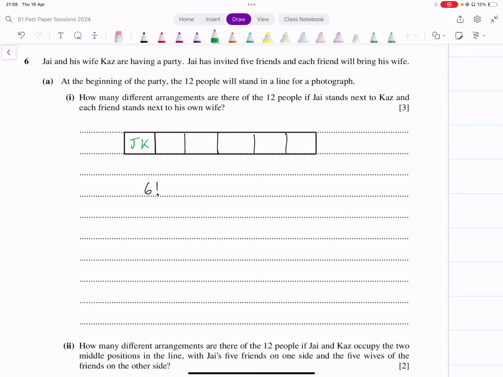And that's the same thing that happens with each of the other couples. They can switch their places. So we have to multiply it by 2 factorial because of that. And that's going to give us the result, 6 factorial into 2 factorial. That's 1440. Okay, that's the first part, quite straightforward.